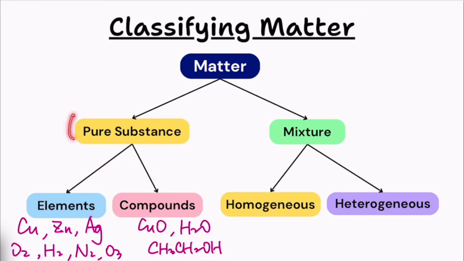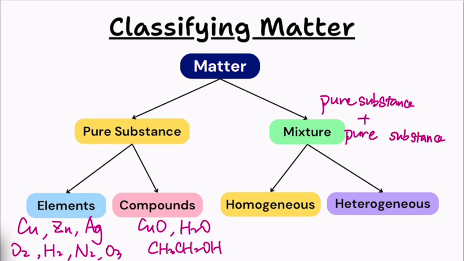And both of them fall in the category of pure substance. When you mix 2 or more different types of pure substances, then you get a mixture. Well, you will get a bunch of different types of mixtures. You can just mix 2 different types of elements. So let's say I mix copper and silver to make some jewelry.